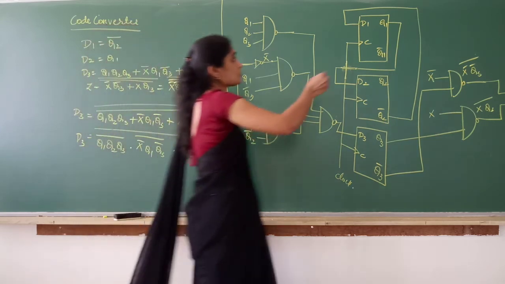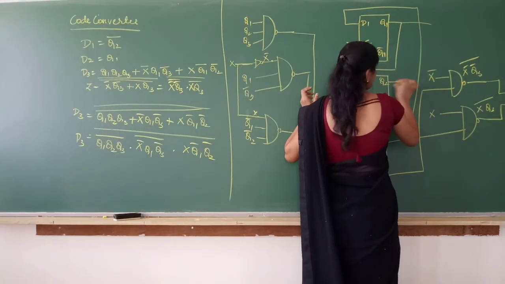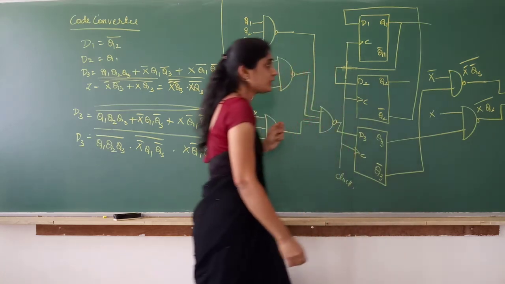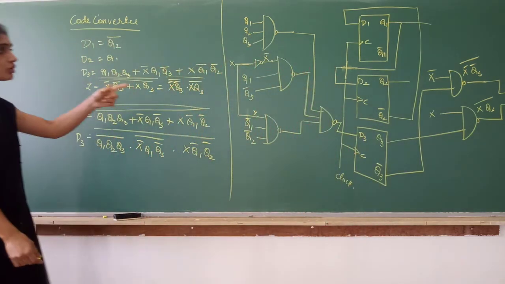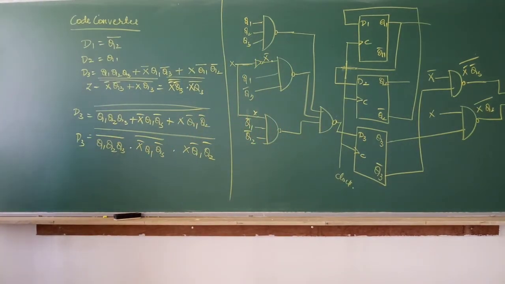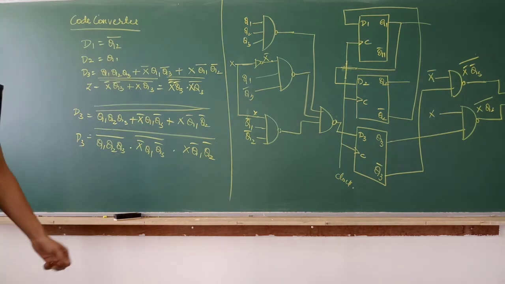So this is the Q1 output, this is Q2 and this is Q3. This is the code converter circuit and the equations. With this we have completed the code converter, that is BCD to XS3 conversion. Next example we'll take is the comparator.